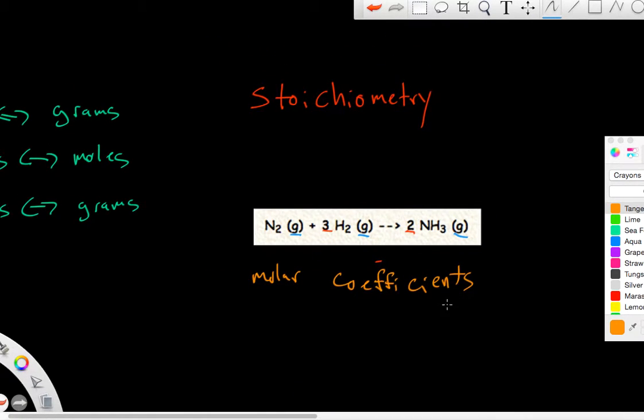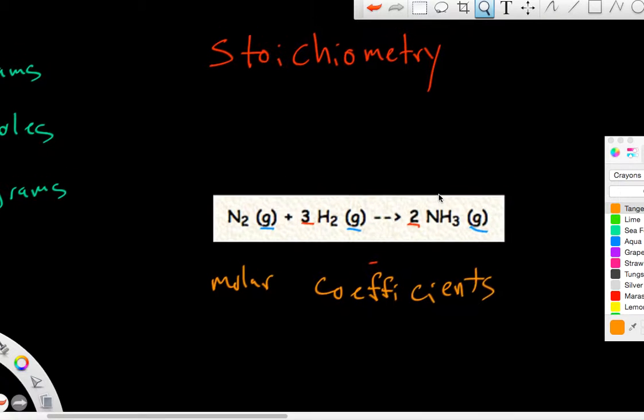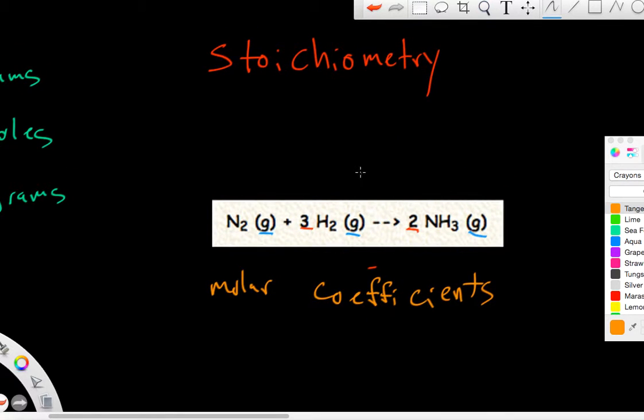So molar coefficients, and what they tell us is the amount in which our substances combine, or reactants combine, to make a product. And stoichiometry is nothing more than asking questions about, okay, well, what if we had 8 moles of NH3, and how many moles of H2 do we need? And that's at kind of a basic level. It's just saying, okay, well, how much of this do we need to produce a certain amount of this? Or, if I have a certain amount of N2, how much hydrogen will I need to react with it?